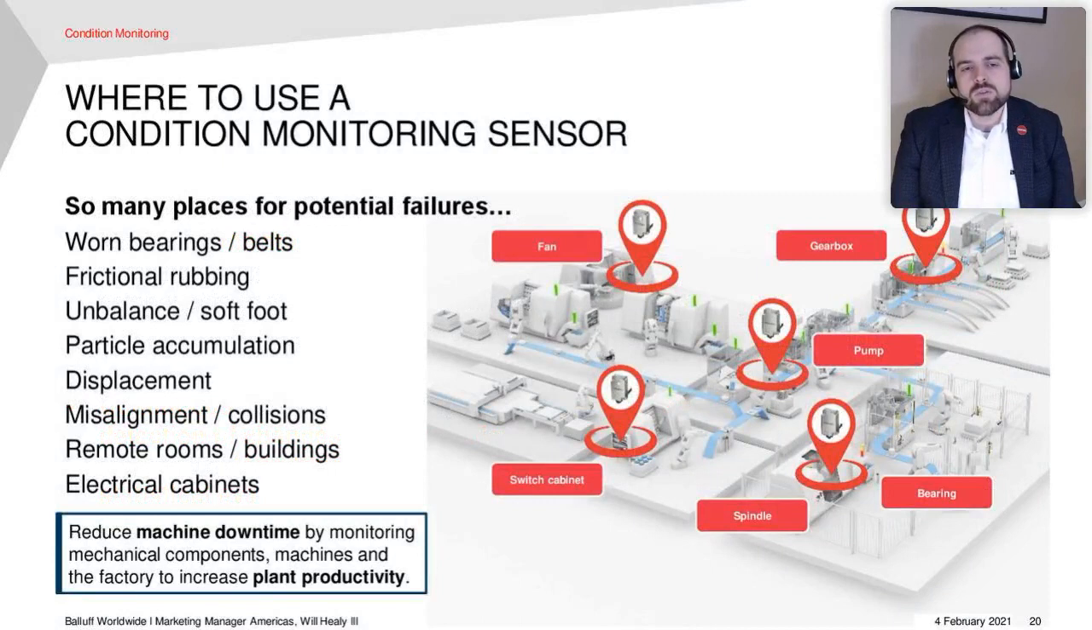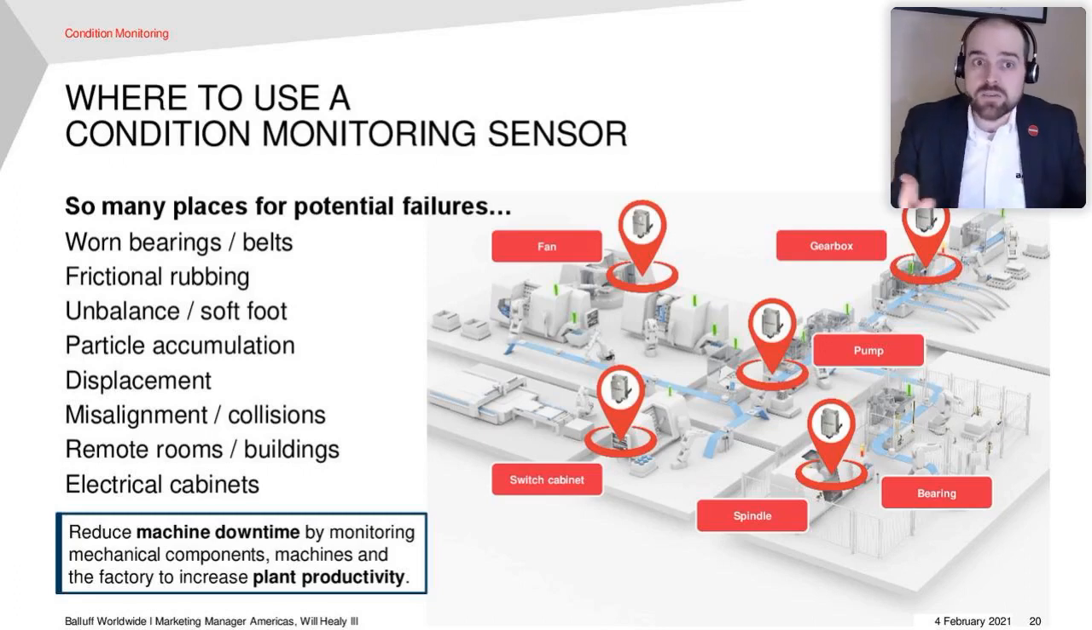But we'll talk about that in a second. So where can you use a condition monitoring sensor? There's lots of places. I would say anywhere you have rotation is a place where catastrophic failure occurs regularly. Maybe not regularly, but definitely occurs.